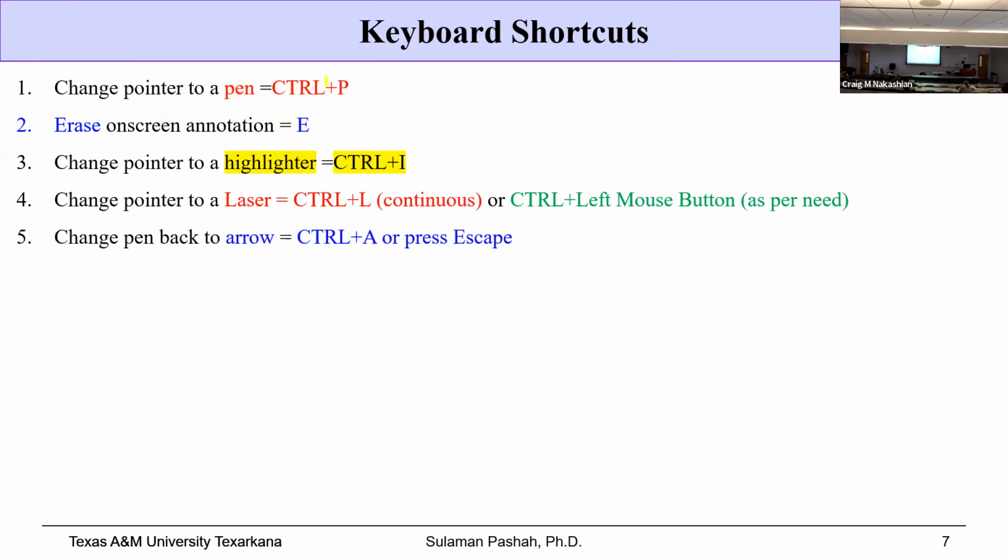If I don't have this pointer here, for example, I can use my arrow as a pointer. And how can I do that? Control L. So if I do Control L, now you can see that this is like a laser pointer, but this is continuous. But if you don't want it continuous, and you just want it as per need, you just hold Control, and then whenever you click, it becomes a laser pointer. So if you don't have a laser pointer and you want to use it, you can use this shortcut. Sorry.